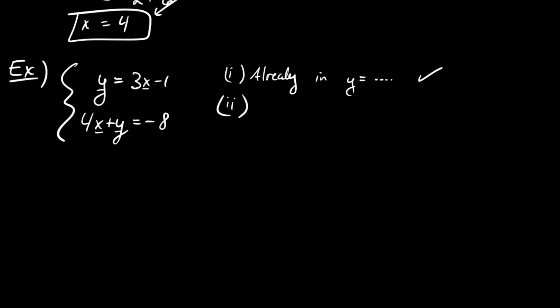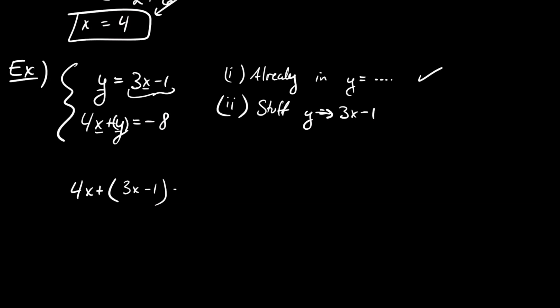Step 2 is then everywhere we see y in the other equation, we're just going to stuff this in instead. So for step 2, we're going to stuff y equals 3x minus 1. Y will basically just be replaced with 3x minus 1. So our second equation is now going to be 4x plus 3x minus 1 equals negative 8. Okay, step 3 is then to just solve this algebra 1 type equation.